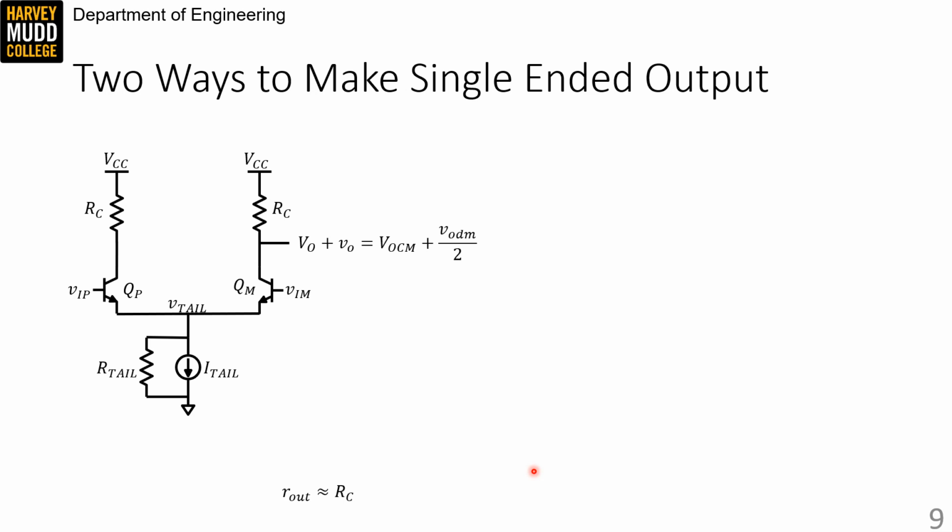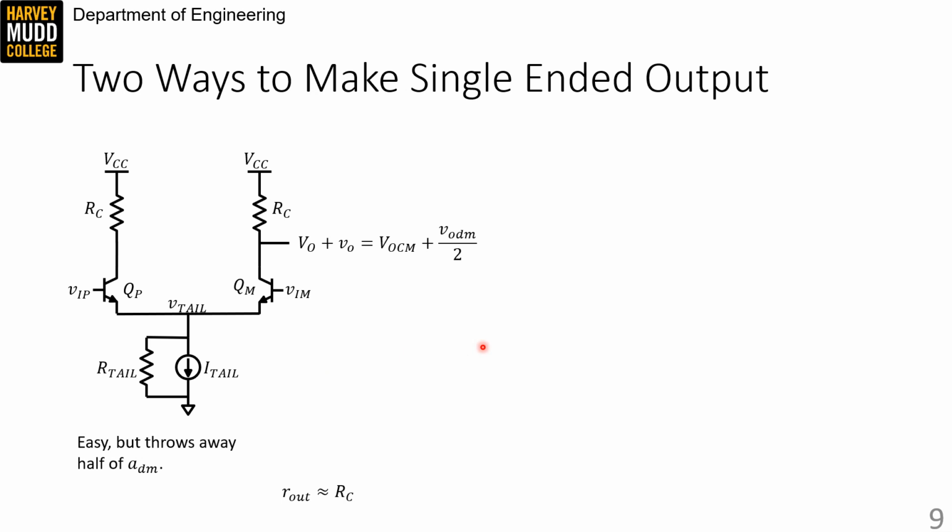One super easy way is pictured on the left here. We can just take the signal from one side of our differential amplifier. As long as our load, whatever this is hooked up to, is high enough resistance, this won't change the operation of our amplifier at all. So the top level takeaway of this approach is that it's super easy, but we throw away half of our gain.